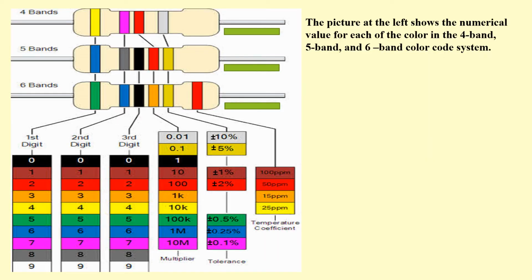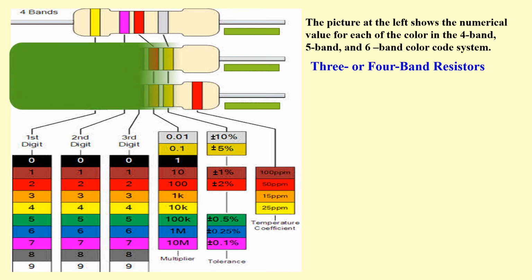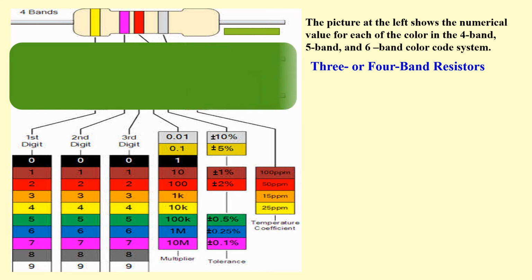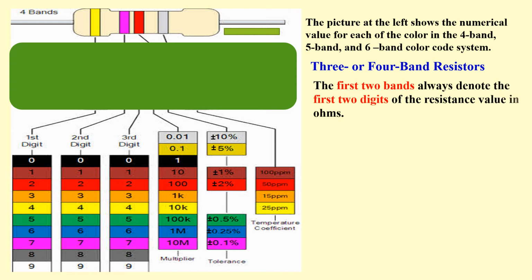The picture at the left shows the numerical value for each of the colors in the 4-band, 5-band, and 6-band color code system. 3 or 4-band resistors. The first 2 bands always denote the first 2 digits of the resistance value in ohms.